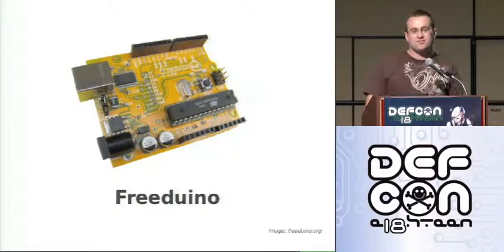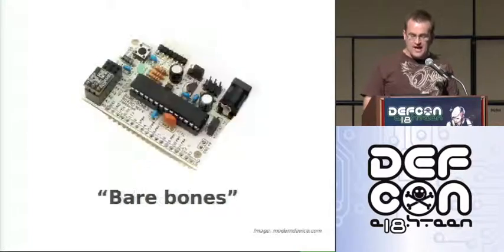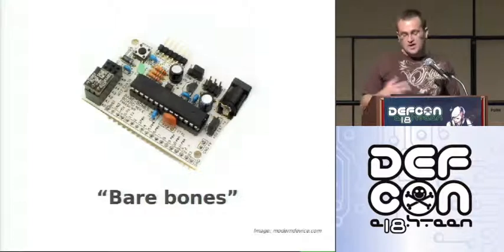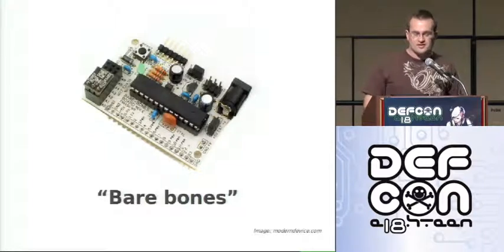The project for the Arduino, all the board files are available under an open source license. So people have produced clones like this one, which is called the Freeduino. And you can also have bare bones variations as well. So the main chip on the board is a chip from a company called Atmel. You can buy it off the shelf. It's probably kind of $2 to $4 depending on which version you get.